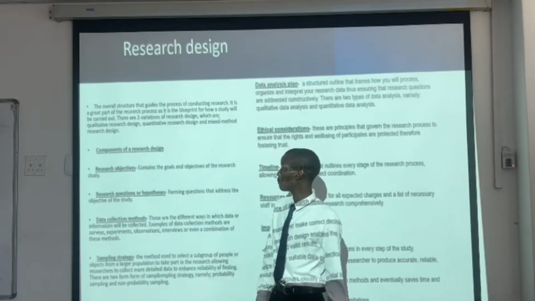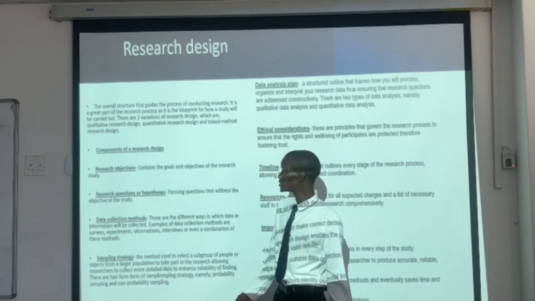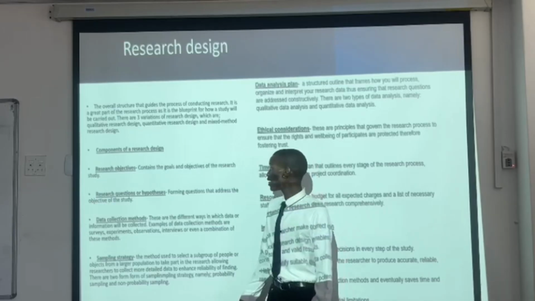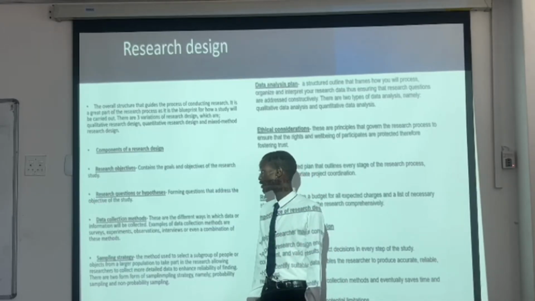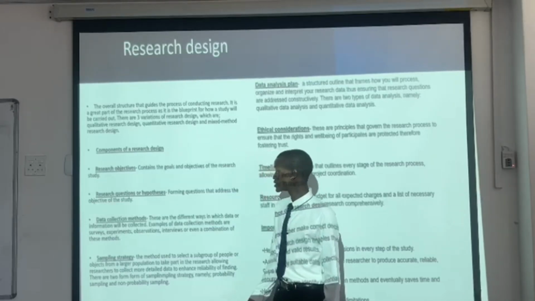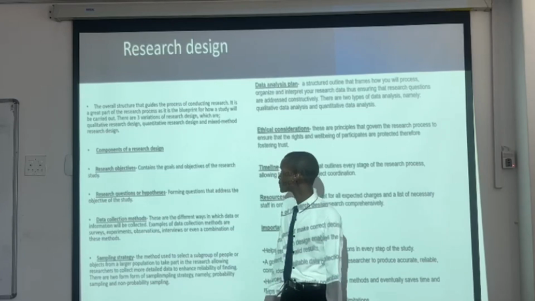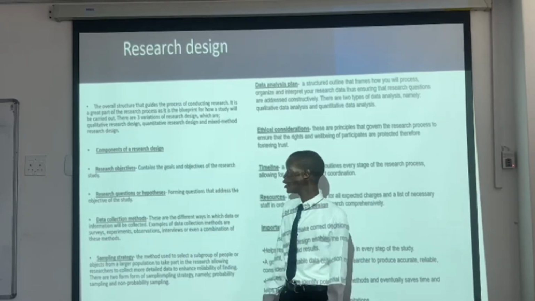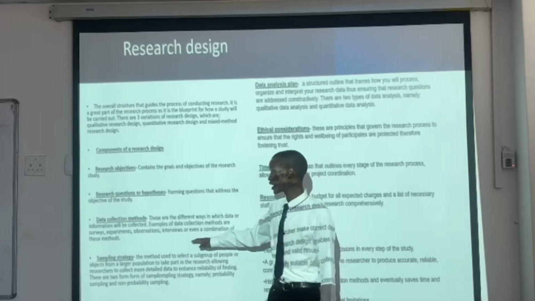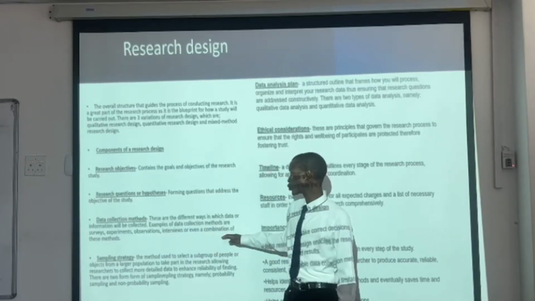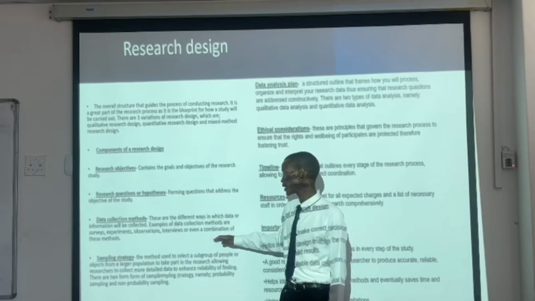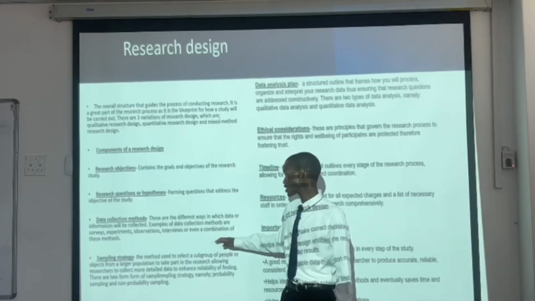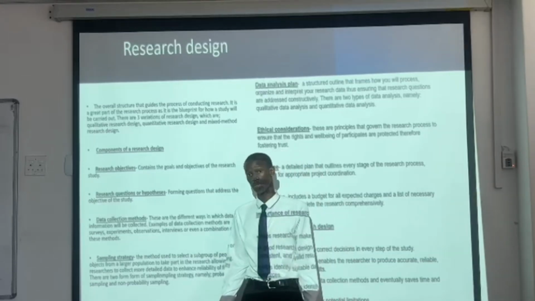I'm going to move on to the components of the research design, and these include research objectives. This contains the goals and objectives of the research. Next is research questions or hypothesis. This is forming questions that address the objective of the study. Moving on to data collection methods. These are the different ways in which data or information will be collected. Examples of data collection methods are surveys, experiments, observations, interviews, or even a combination of these methods.